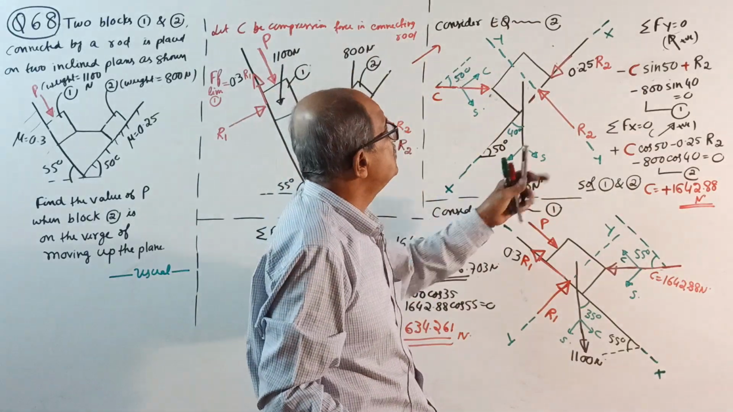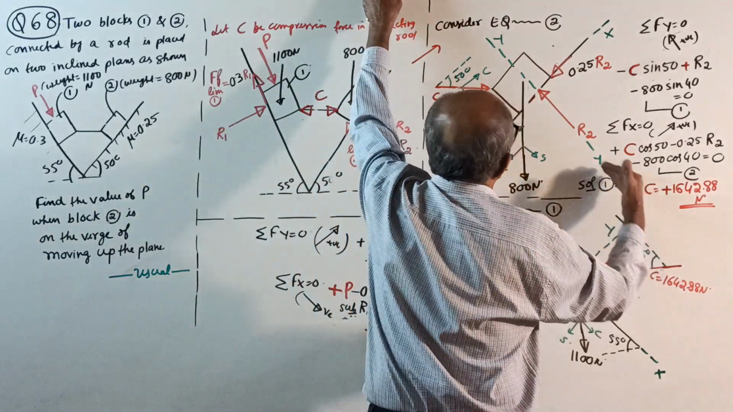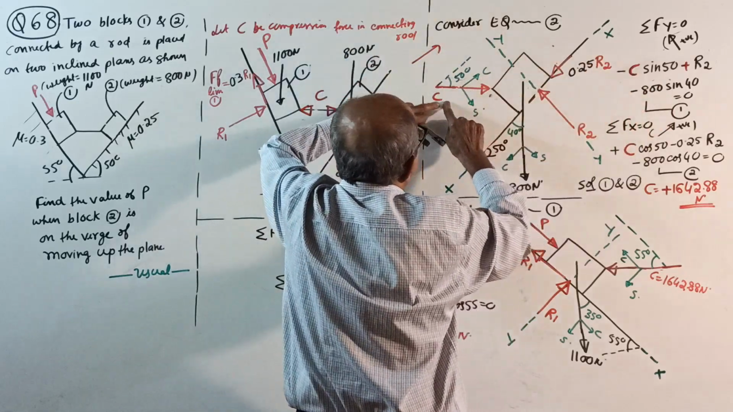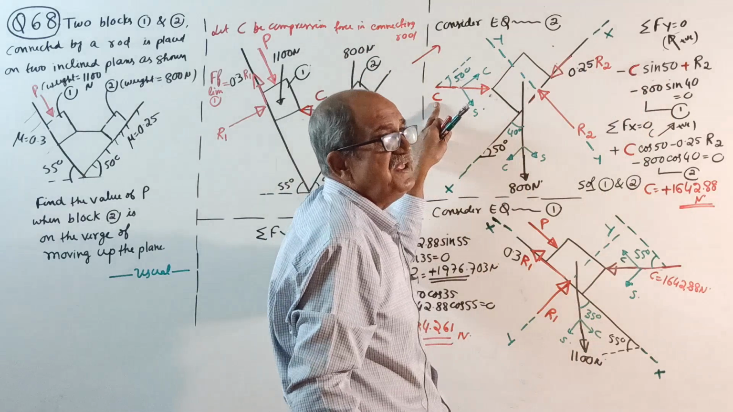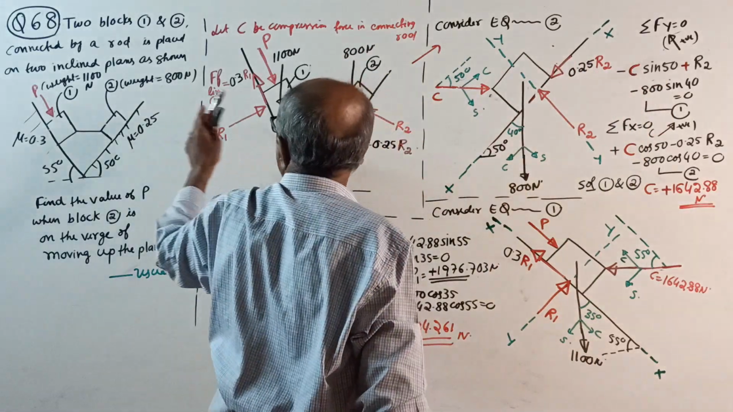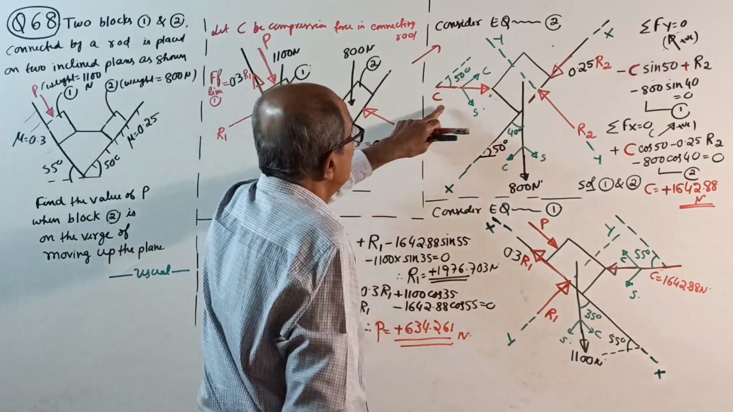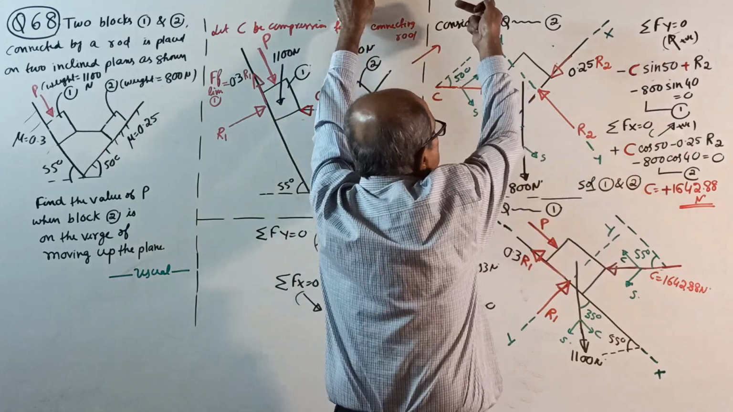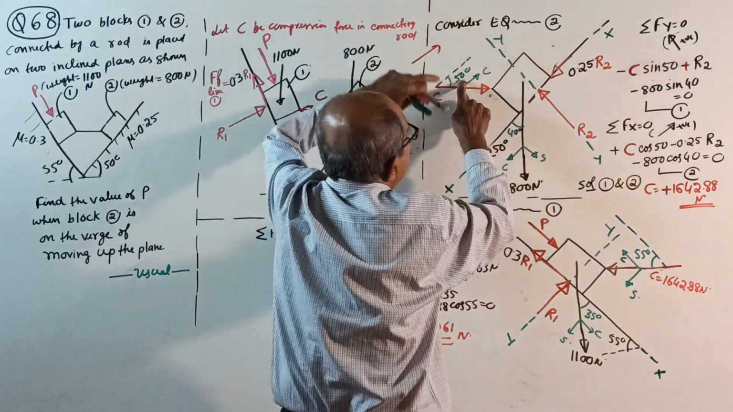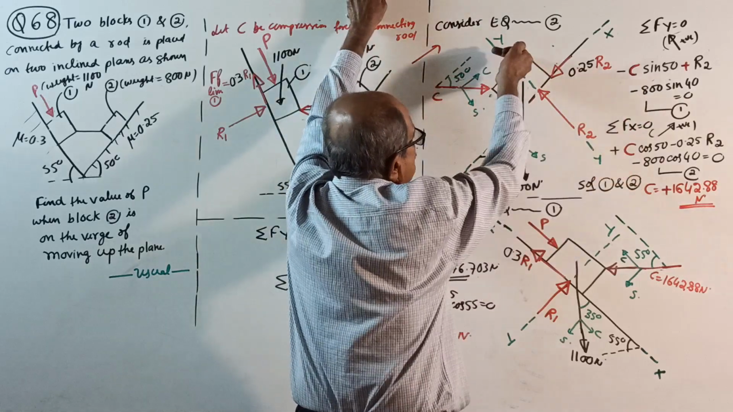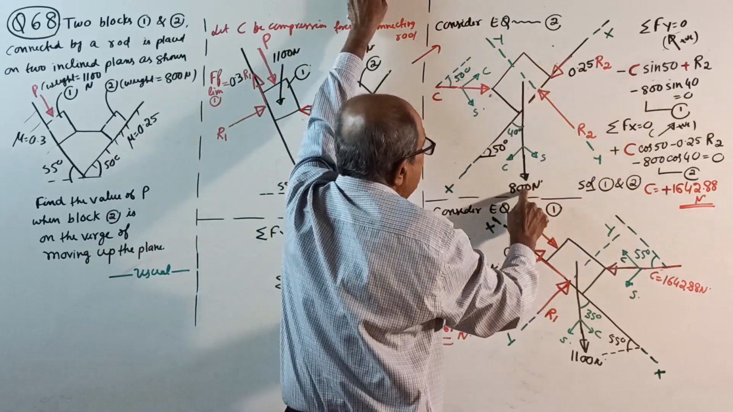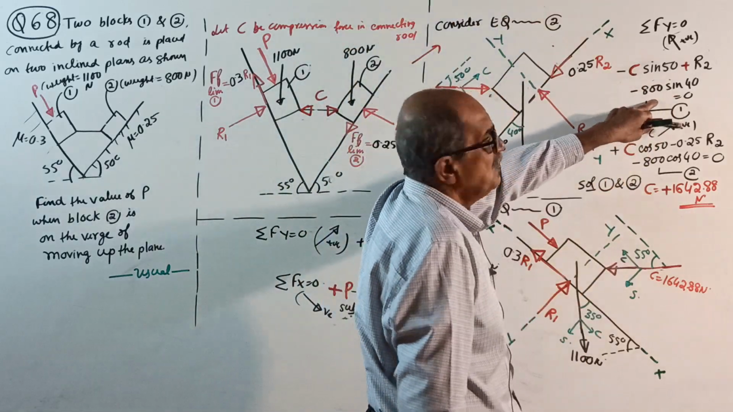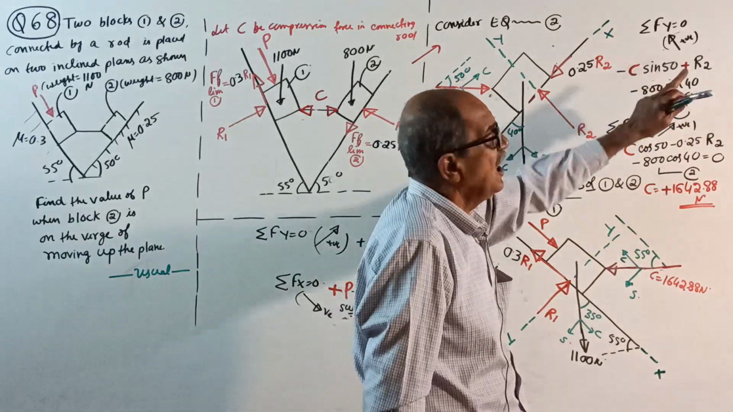Now this also I should not tell. Start. Sigma Fy = 0, this way positive. I want the first unknown first. The purpose is to get C here. If you want to get P, first the correcting force C you require. So start from unknown C. Minus C sin 50 plus R2 minus 800 sin 40 equals 0. This is equation number 1. C and R2 both are there.